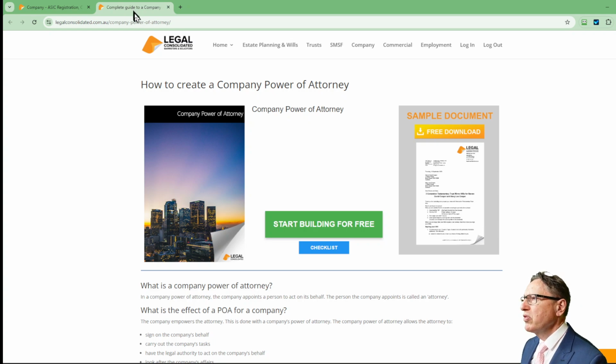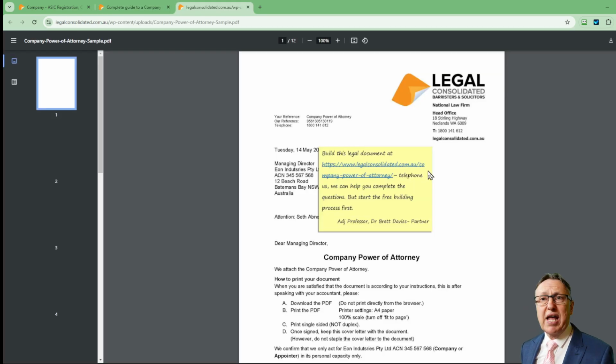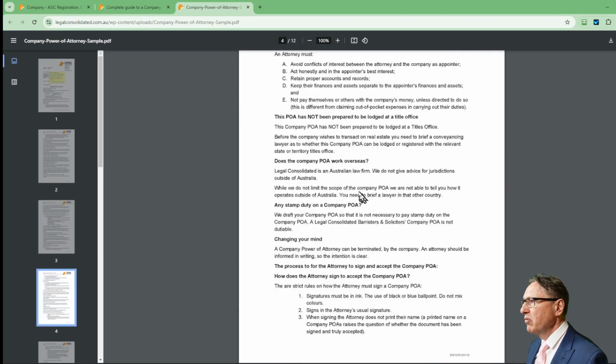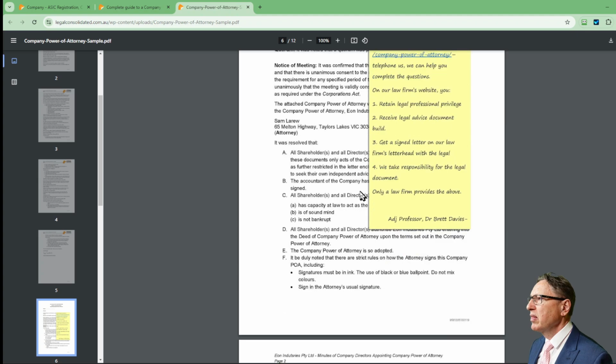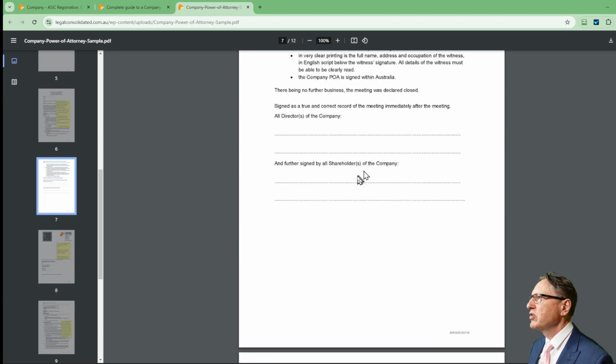With all our documents, there's a checklist so you can see which questions we're going to ask, and there's also a full sample with the cover letter. There's your cover letter on the law firm's livery, with the law firm's logo. There's the minutes, and there is the company power of attorney.